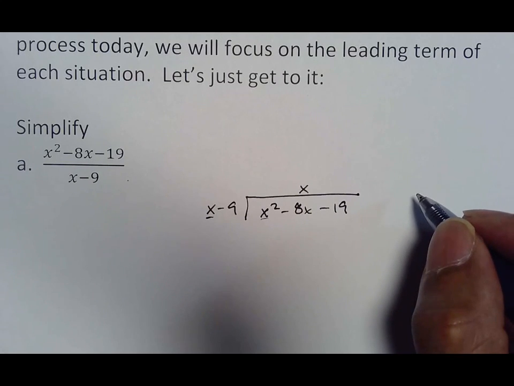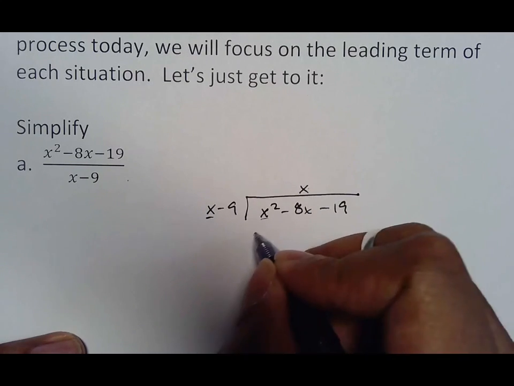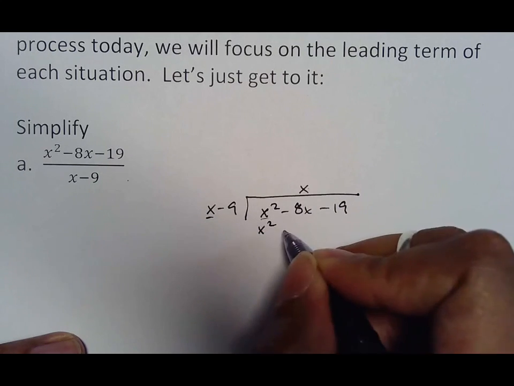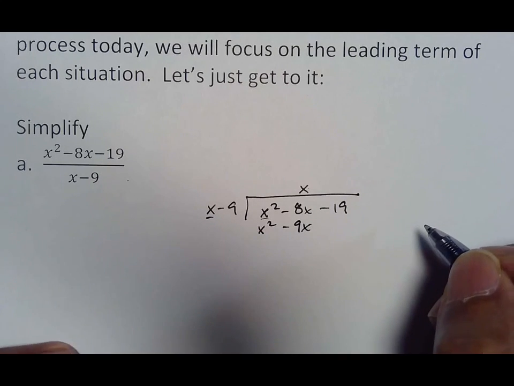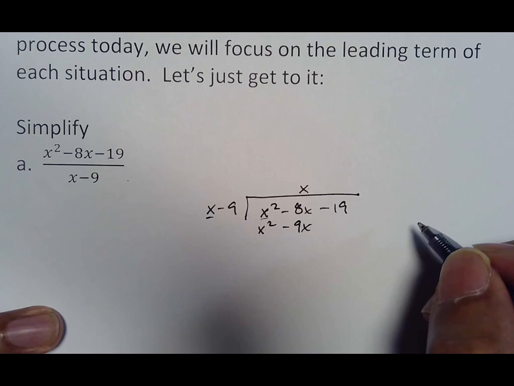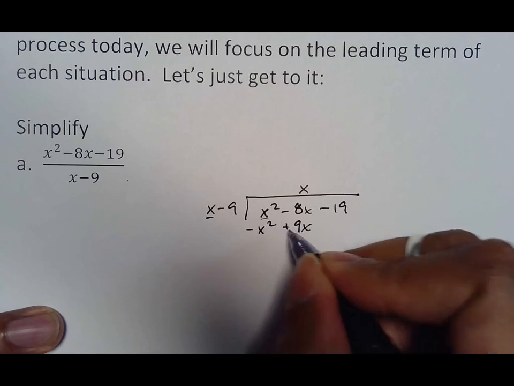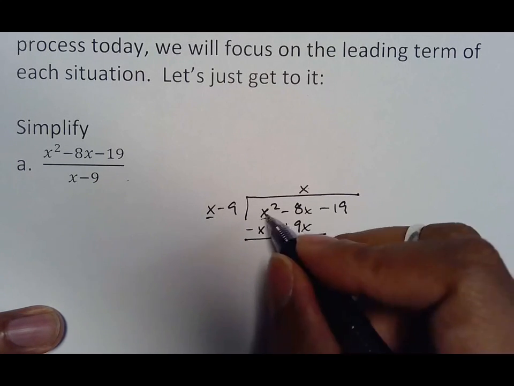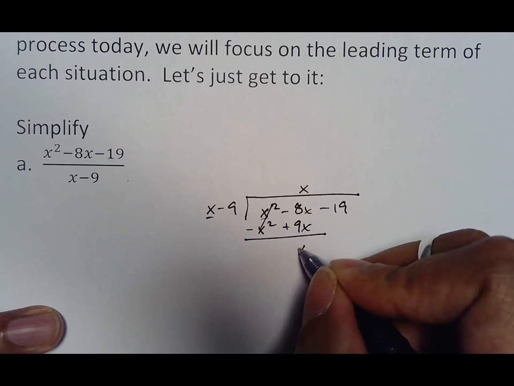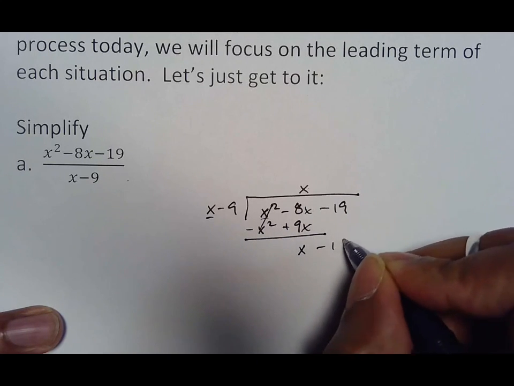We then multiply. Remember that step said multiply, so x times x is x squared. x times negative 9 is minus 9x. Remember that step 3, I hope you wrote it down, is switch and add. So switch everything and combine. That goes away. This leaves us with x, and then bring down minus 19.